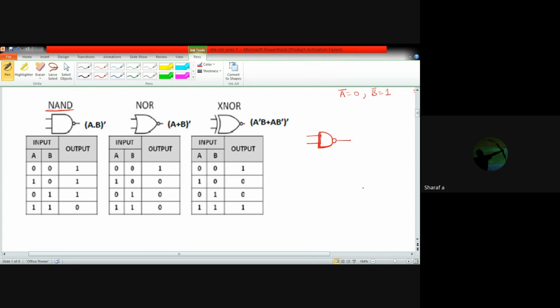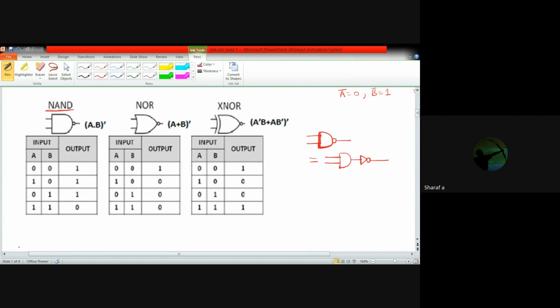Okay. This is equivalent to an AND gate, this is your AND gate, followed by a NOT gate. Okay. So whatever the output of the AND gate, it will be complemented by this NOT gate. That is the NAND gate operation. So it is just a complement of the AND operation.